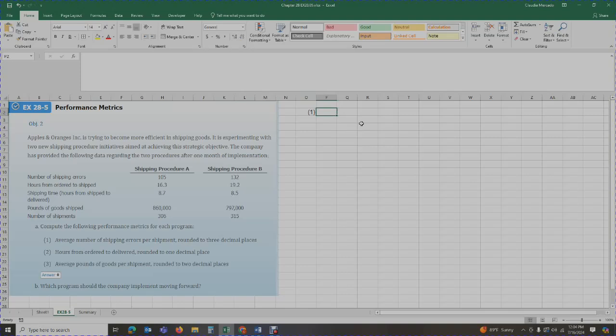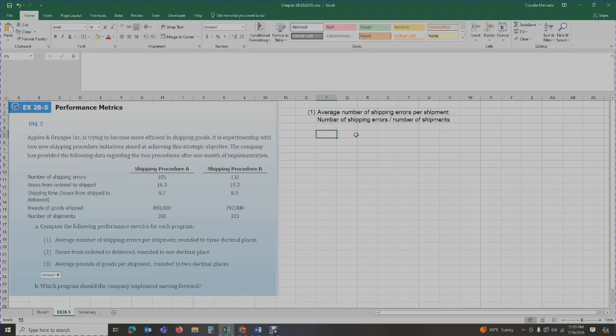Please make sure that you read the instructions carefully, because sometimes you've got everything right, but you forgot to round as stated, and the system will count it wrong. So we have the average number of shipping errors. That is what we want to calculate per shipment. Okay. Now to calculate that, we need to get the number of shipping errors, and we're going to divide that by the number of shipments.